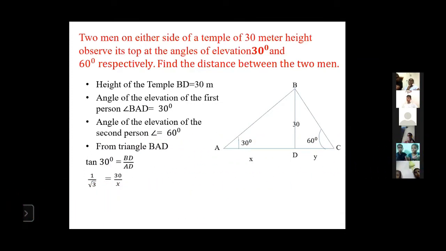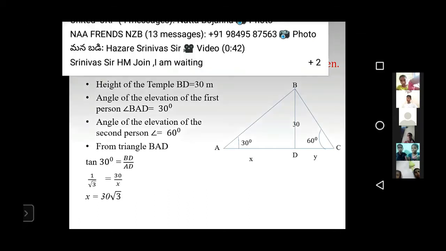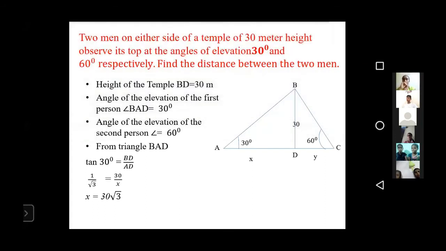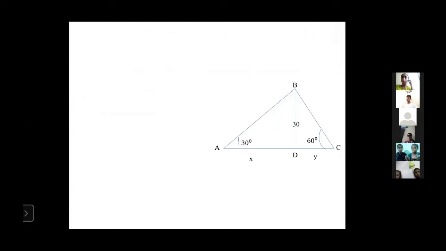30 by, they didn't give the AD length, so we assumed it is x. So we write x. 1 by root 3 is equal to 30 by x. Now here we need to multiply. Here x is equal to 30 into root 3, 30 root 3. We got the distance of AD.